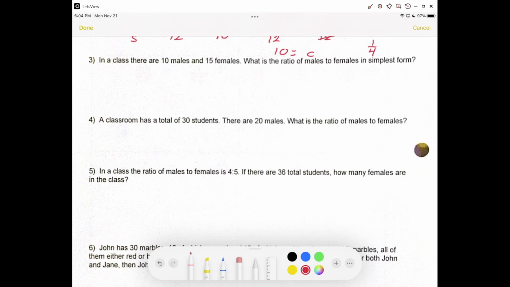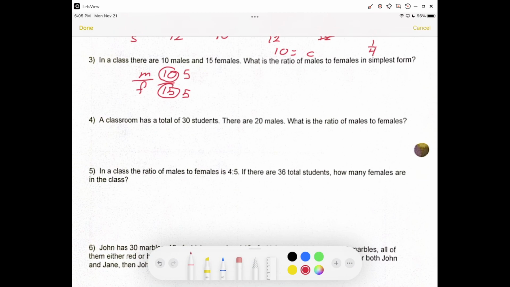In a class, there are 10 males and 15 females. What is the ratio of males to females in simplest form? So, how do we do this? We have 10 males and we have 15 females. So, M over F, right? It's the male to female ratio. What we want to do is find the biggest number that is divisible by both of these values. So the biggest number that I can currently think of is 5, right?